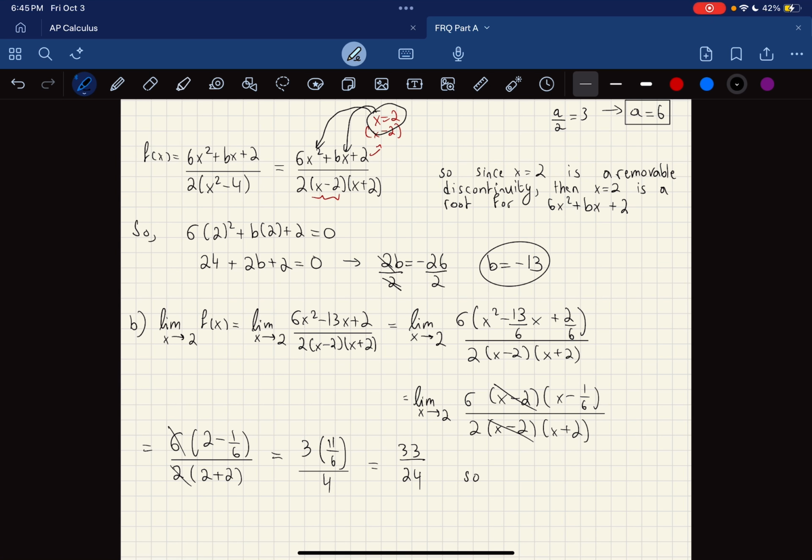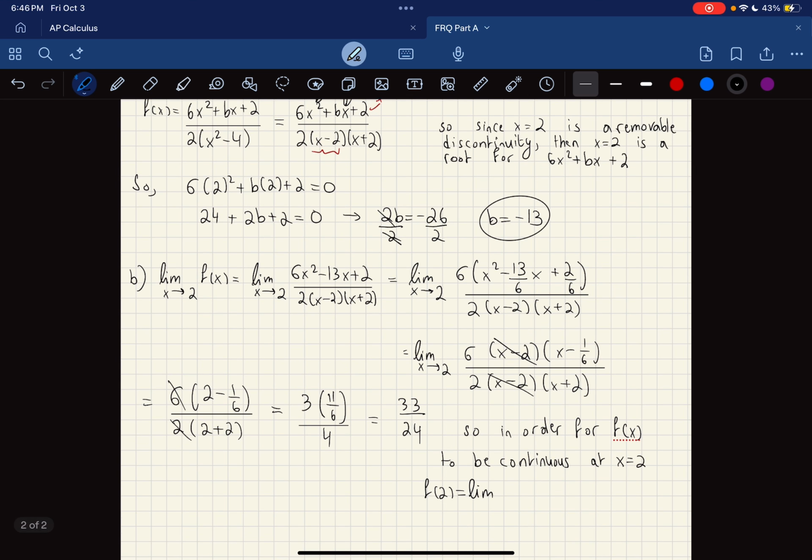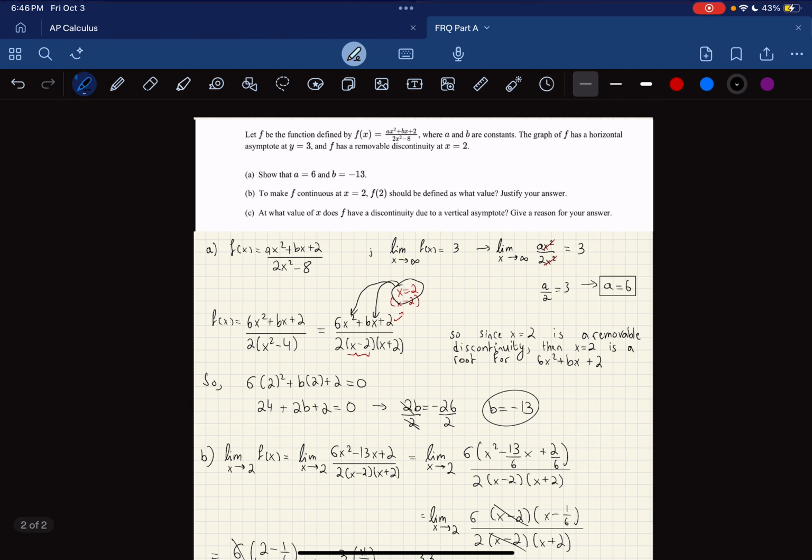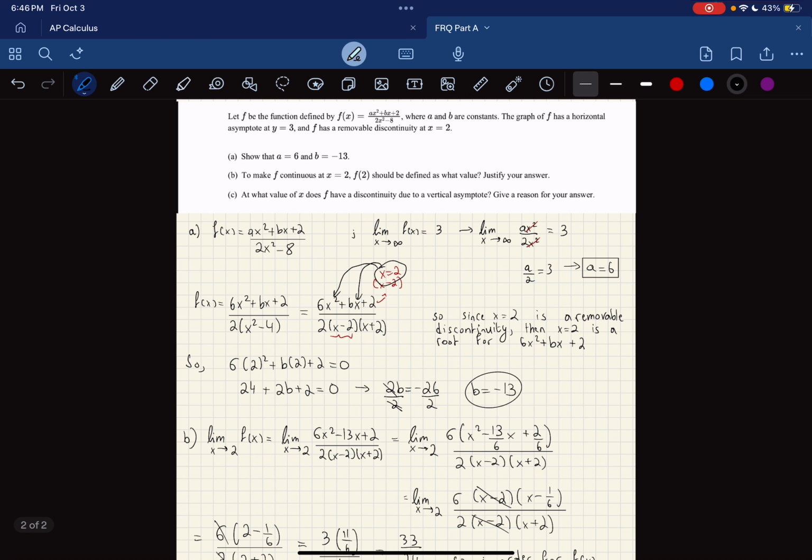So in order for f of x to be continuous at x is equal to 2, I need to have that f of 2 is equal to the limit as x is going to 2 of f of x, which is 33 over 24. Small explanation goes a very long way.